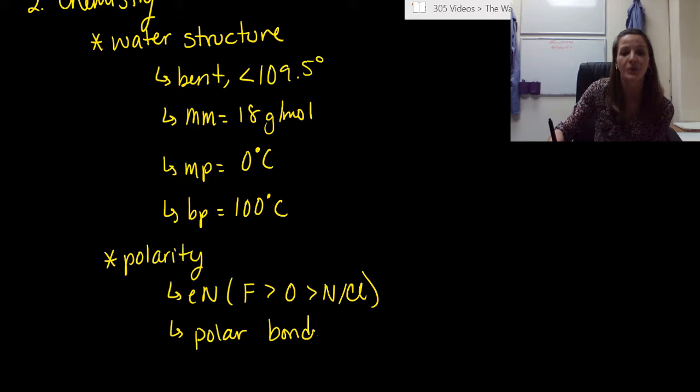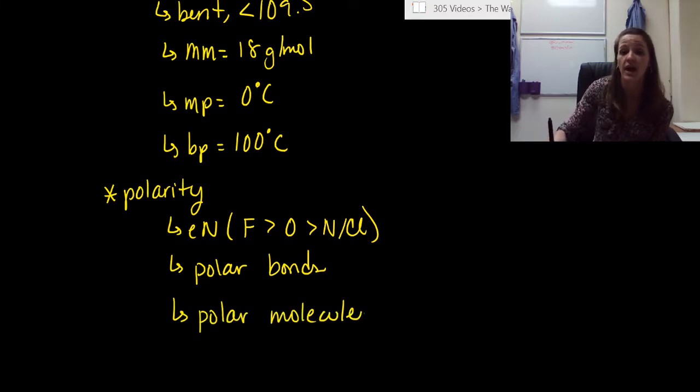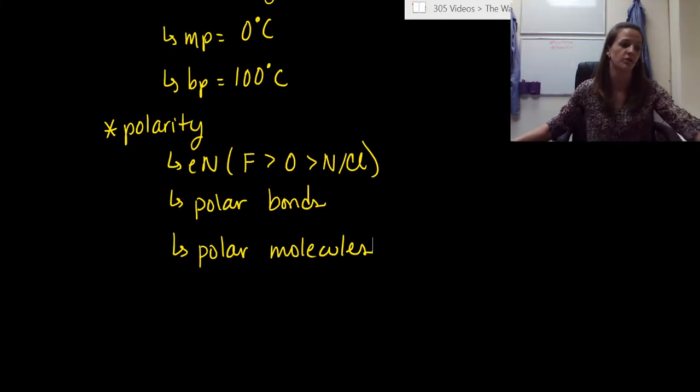So polar bonds, polar covalent bonds or non-polar covalent bonds. There's a lot of different options. But then we talked about what happens when we bring our polar bonds together and create polar molecules, or how you can have polar molecules and polar bonds, but you could have a non-polar molecule with polar bonds. It just depends on the geometry. So that's our polarity section.